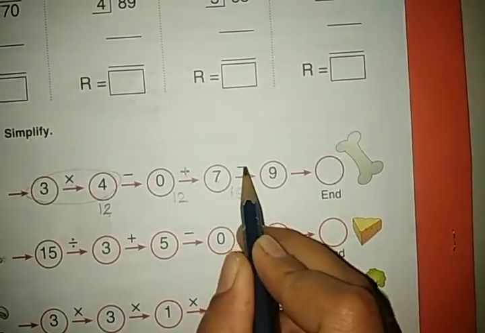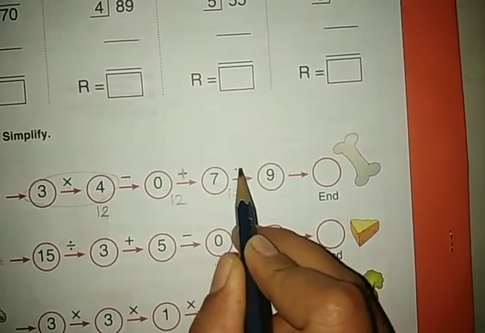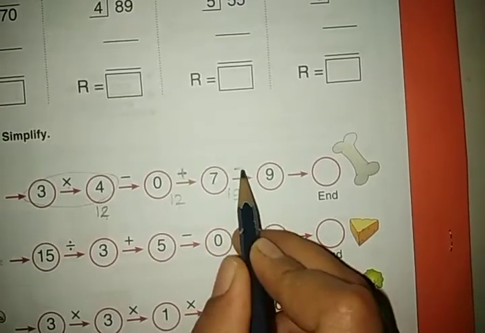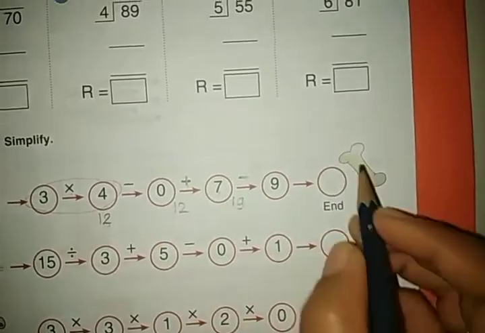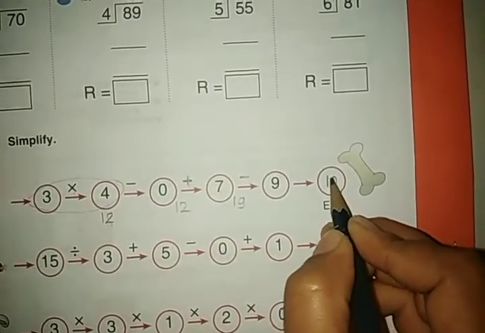Then 19 minus, here subtraction sign they have given. 19 minus 9 we have to do here. 19 minus 9 will be 10. The answer you will write here.